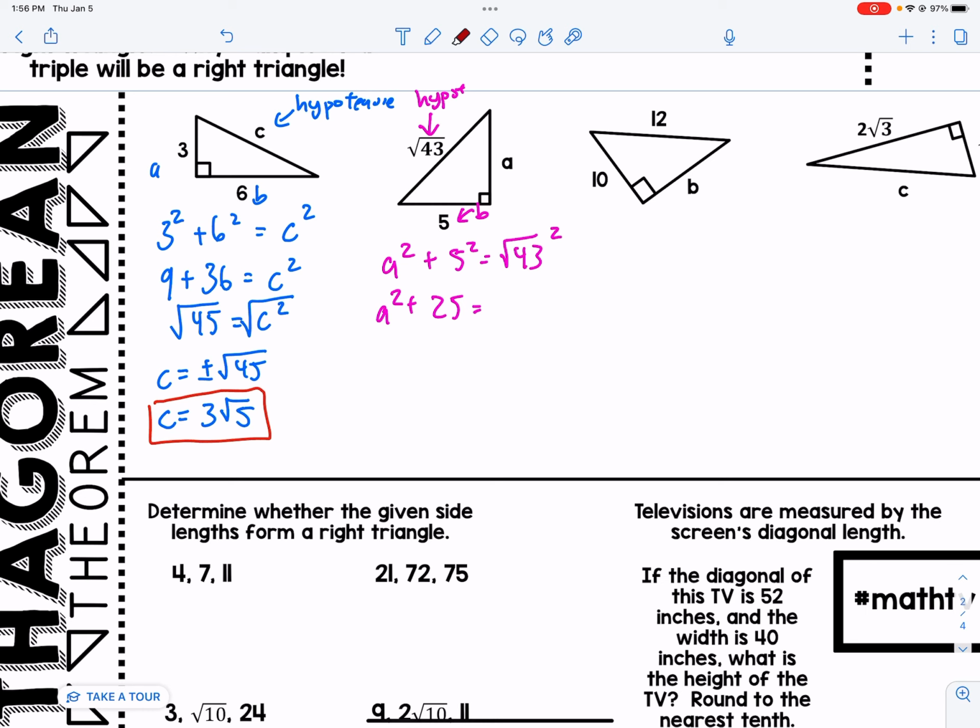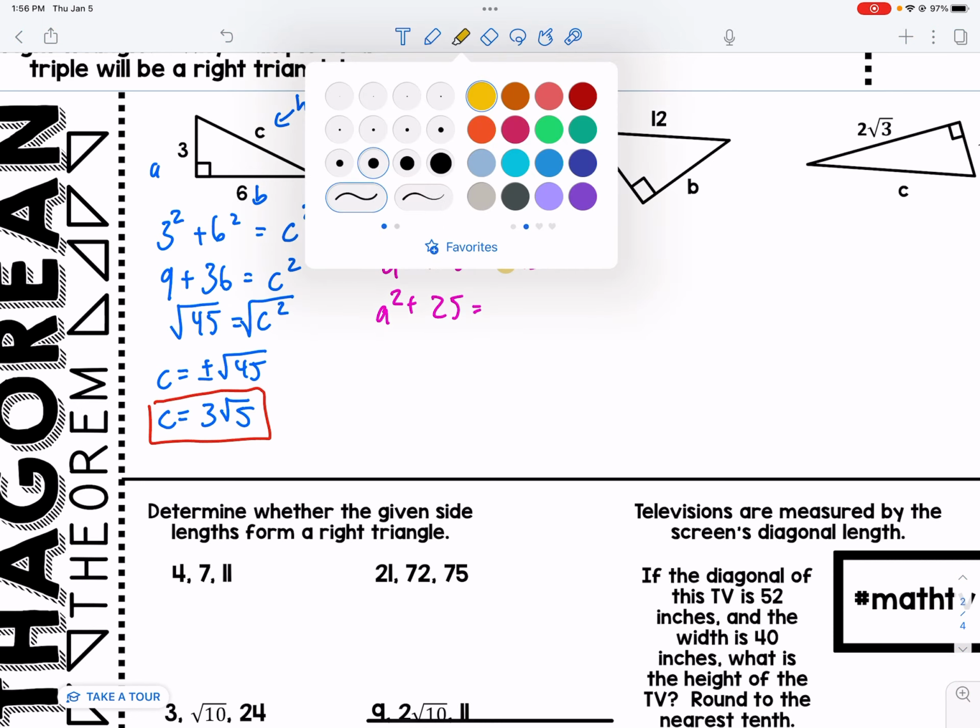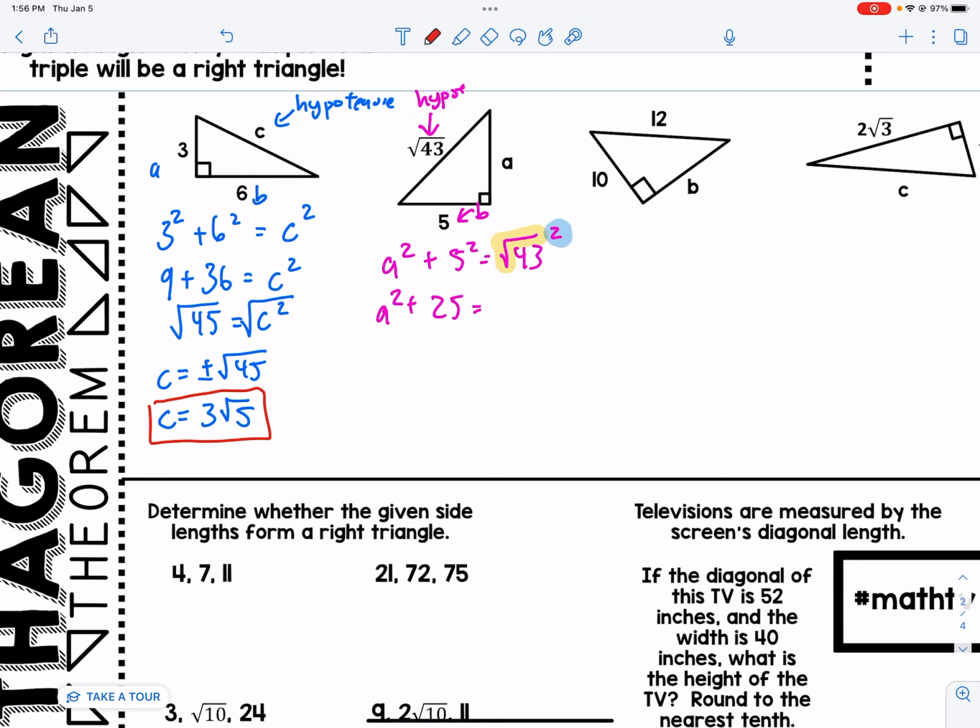So this and this are inverses, so they cancel each other out. So you're left with only 43. So now I'm going to subtract 25 on both sides. A squared equals 18. And then A is equal to the square root of 18. But the square root of 18 is 9 times 2, which is 3 times 3. So it's going to be A is equal to 3 square root 2.